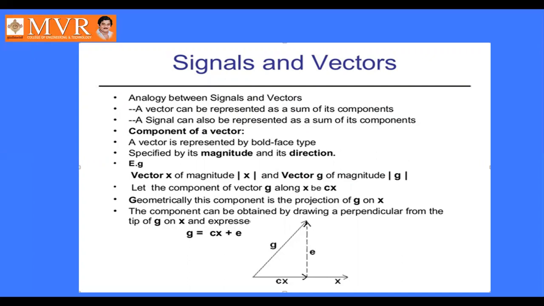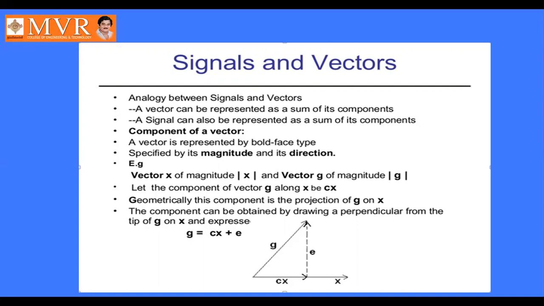A vector can be represented as a sum of its components. A signal can also be represented as a sum of its components. But a vector has both magnitude as well as direction, whereas a signal has only direction. Right. Remember. So, a component of a vector.